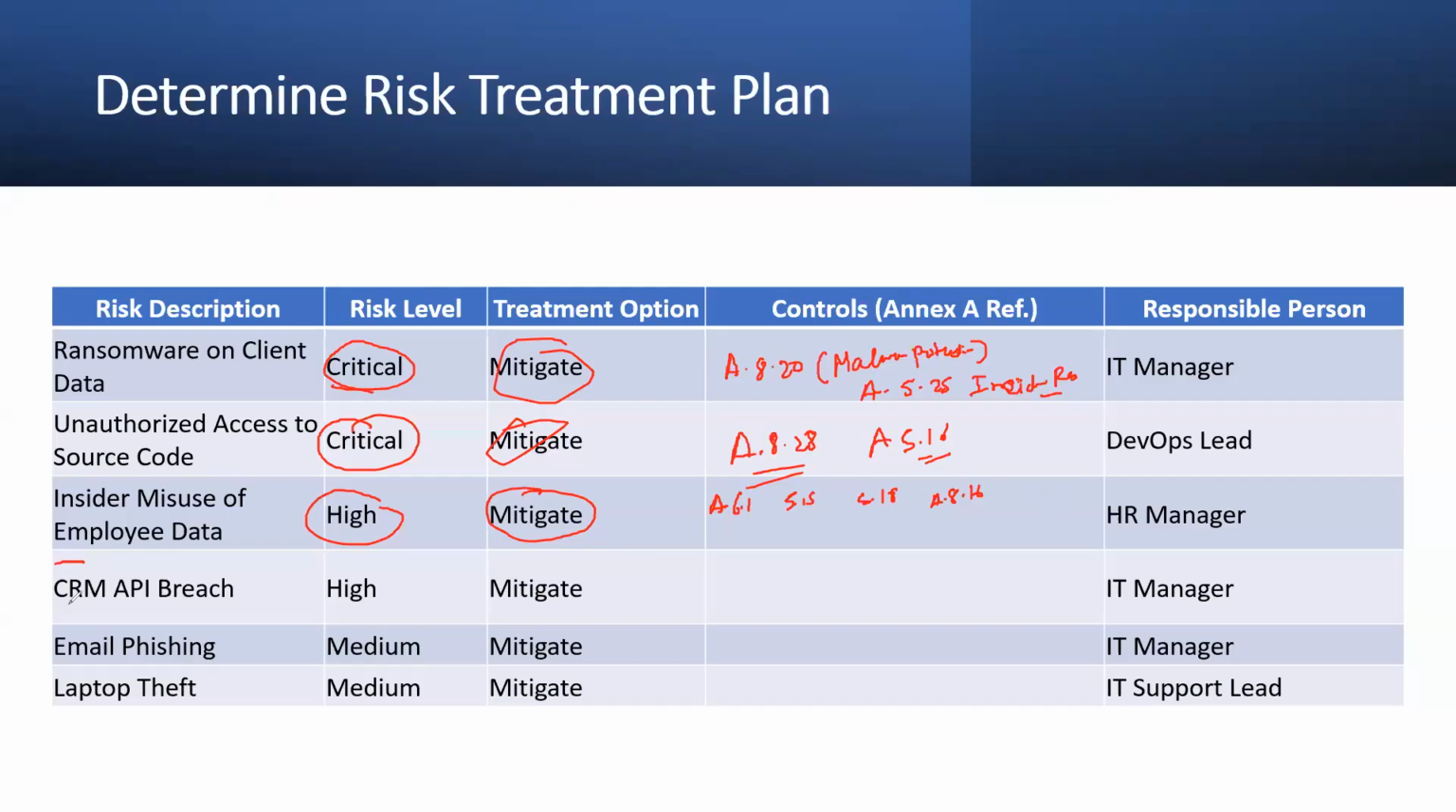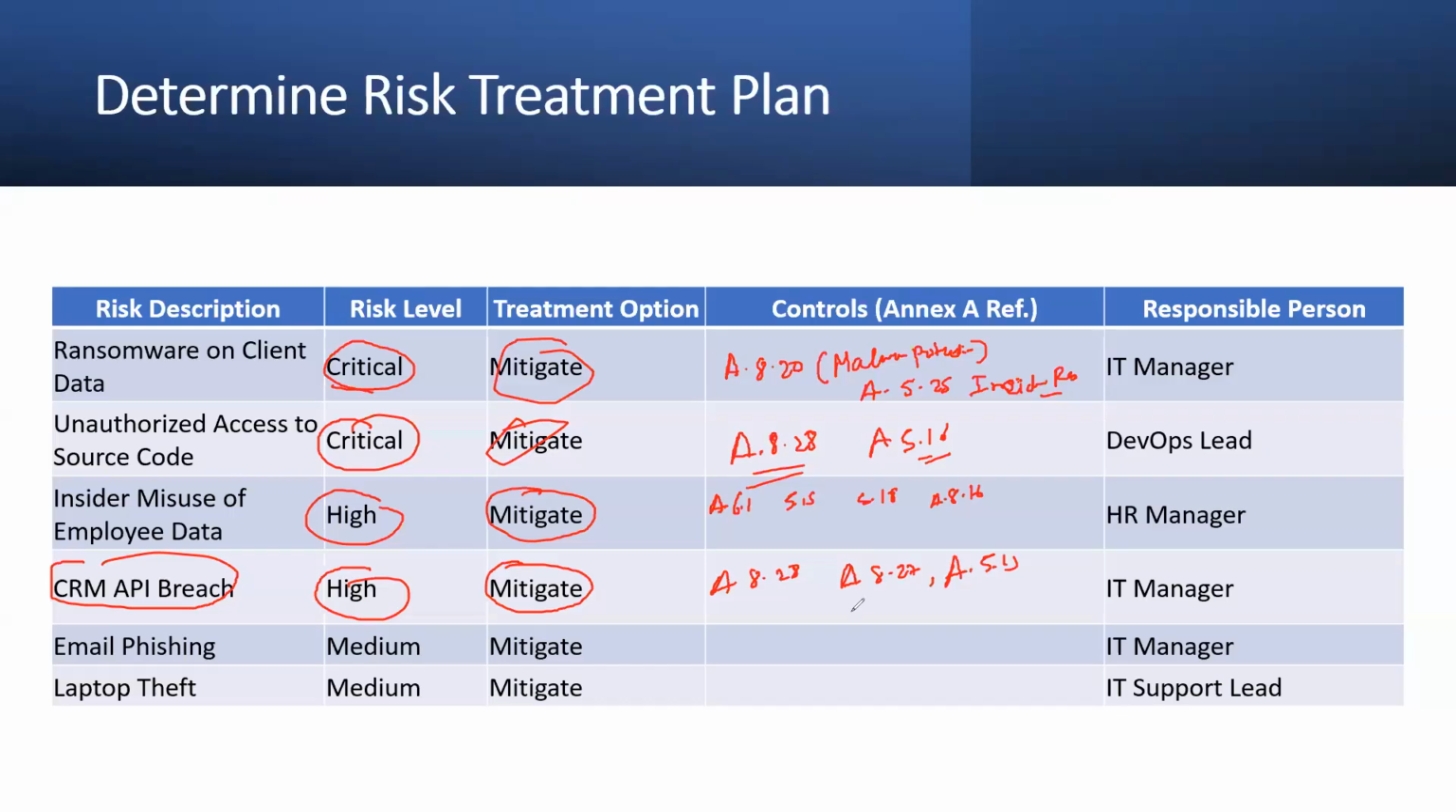Then we have the CRM API breaches. This is considered high. Again, we are going to mitigate this. Now, how are we going to mitigate this? The same source code control A8.28 is going to help you over here. There is a specific control talking about application security requirements, A8.27. You can apply that control as well. We have the access control A5.15. You can also go with encryption over here. The best thing to encrypt the data is cryptography.